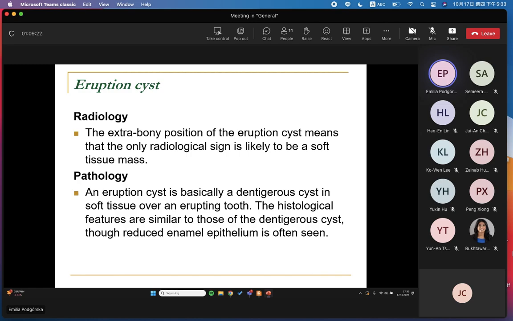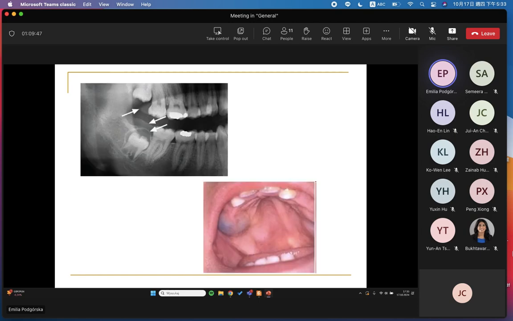Eruption cyst. The extra-bony position of the eruption cyst means that the only radiological sign is likely to be a soft tissue mass. An eruption cyst is basically a dentigerous cyst in soft tissue over an erupting tooth. The histological features are similar to those of dentigerous cyst, though reduced enamel epithelium is often seen.